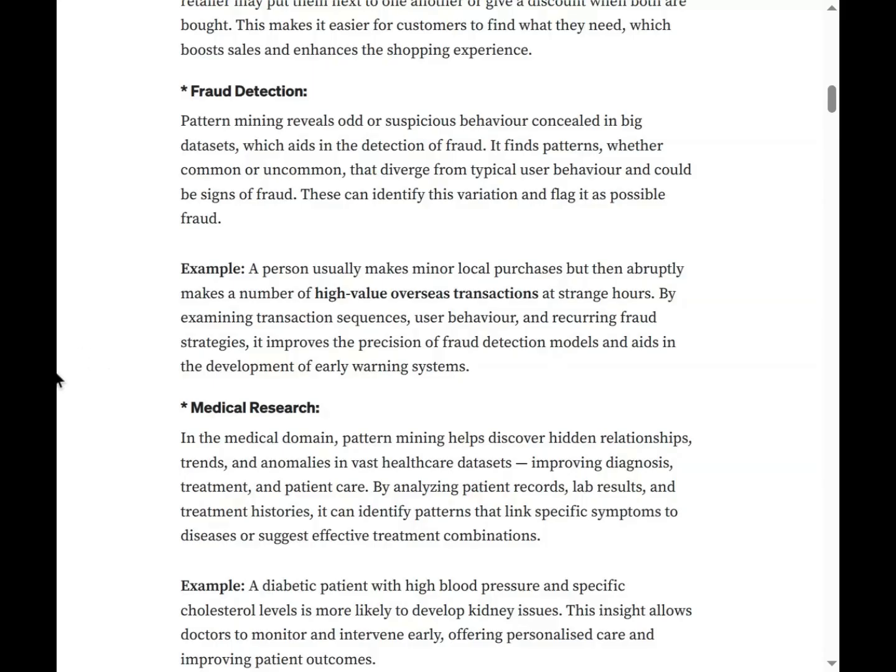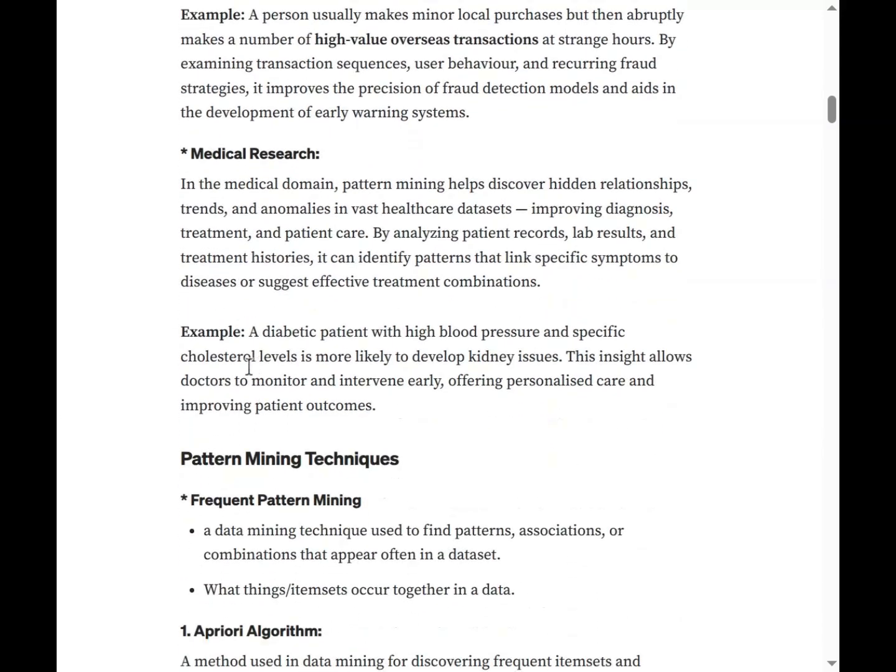Let us also see the third application, which is in the medical domain. Mining medical records can uncover patterns that connect symptoms with diseases. For instance, diabetes with high BP and certain cholesterol levels might indicate a higher risk for kidney issues. Recognizing such patterns leads to earlier intervention and better outcomes for patients.